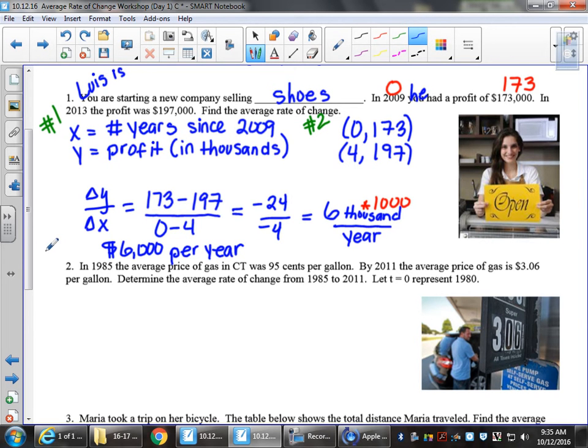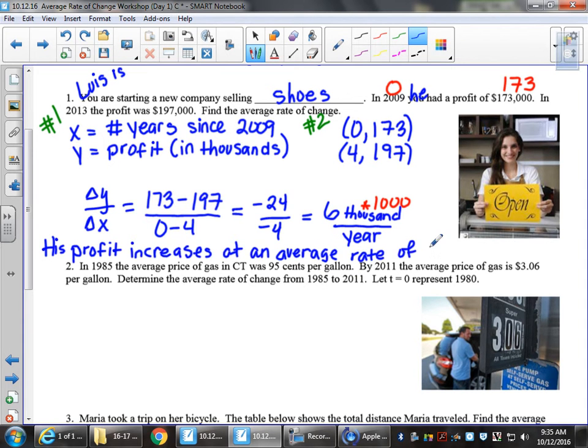It would be nice to say Lewis's profit increases. So let's do that. Let's make it even better. Lewis's profit, his profit increases at an average rate of 6,000 per year. And now we're done. So this was the final step right here.